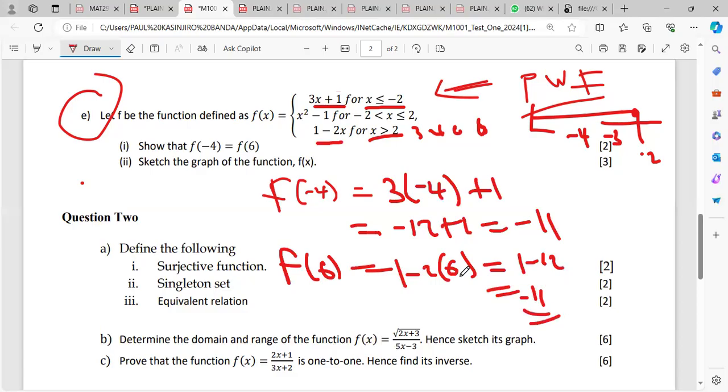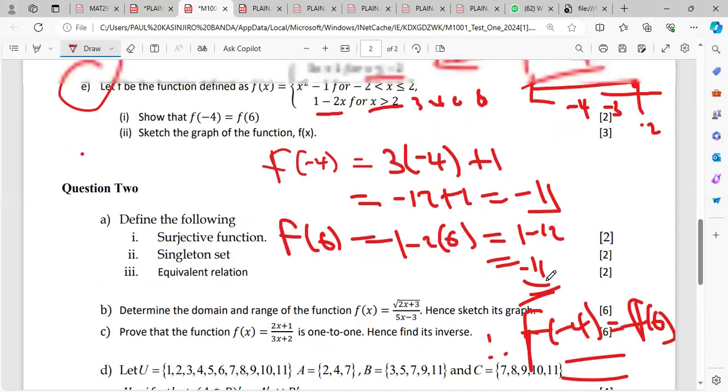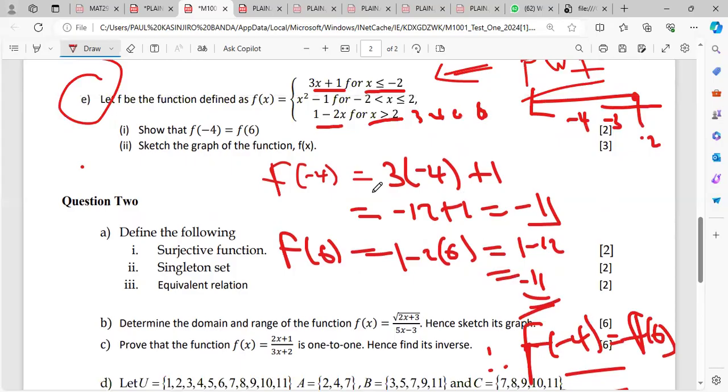Okay, so we've shown that f of minus 4 is equal to f of 6, because here we're finding the same answers. So you can write a statement after showing this. You just say, therefore, f of minus 4 is definitely equal to f of 6. Okay, you can write as shown there. Then you'll be done.